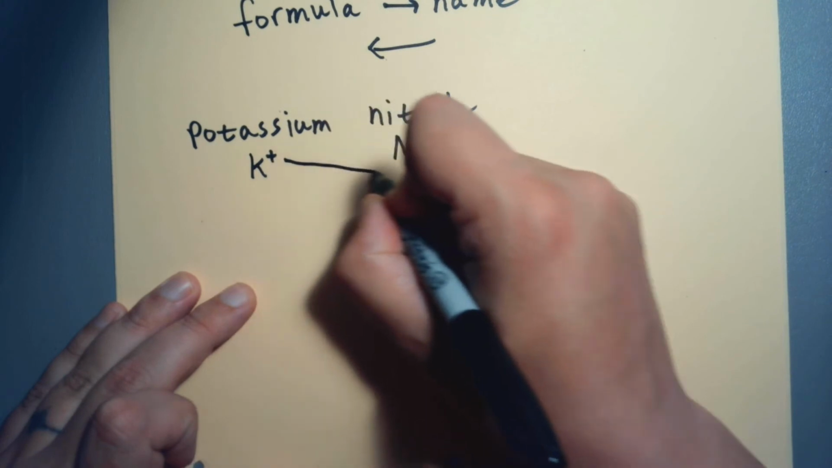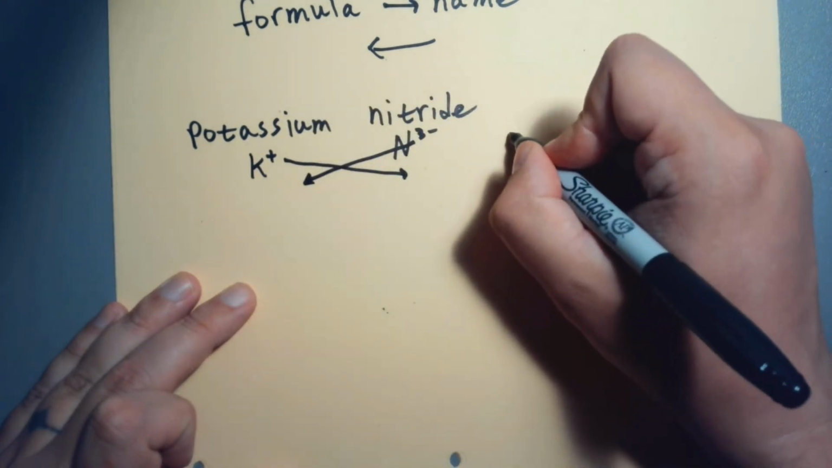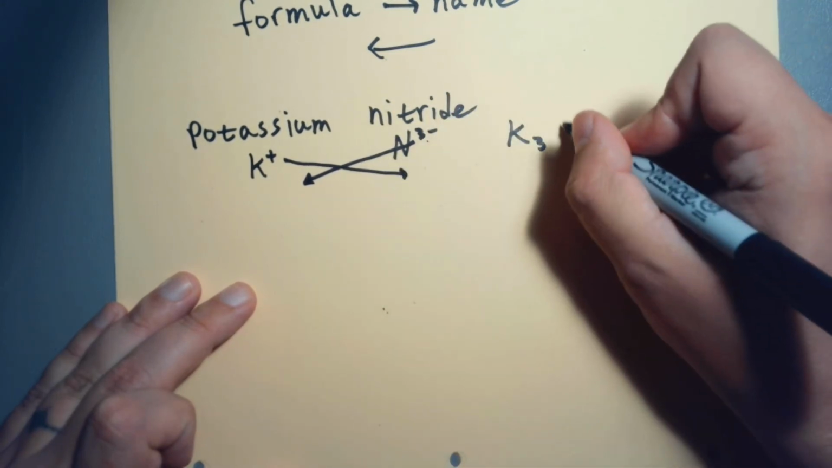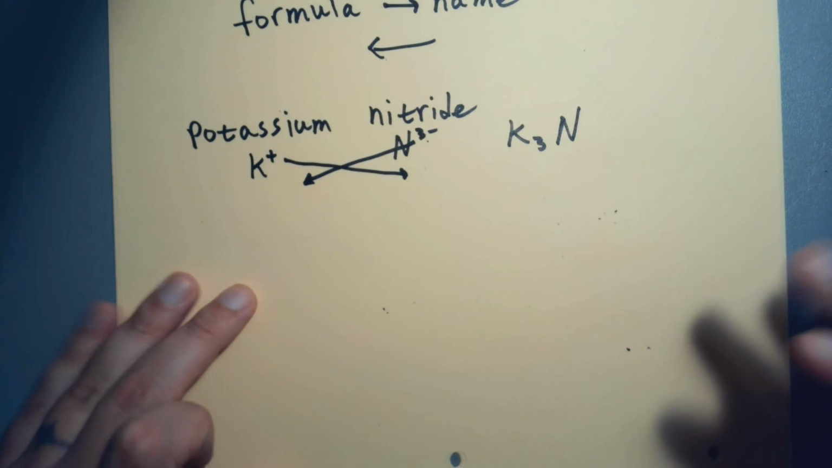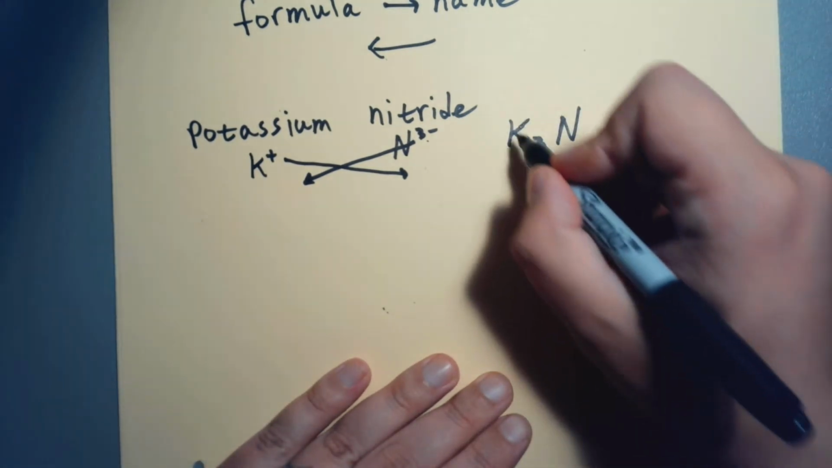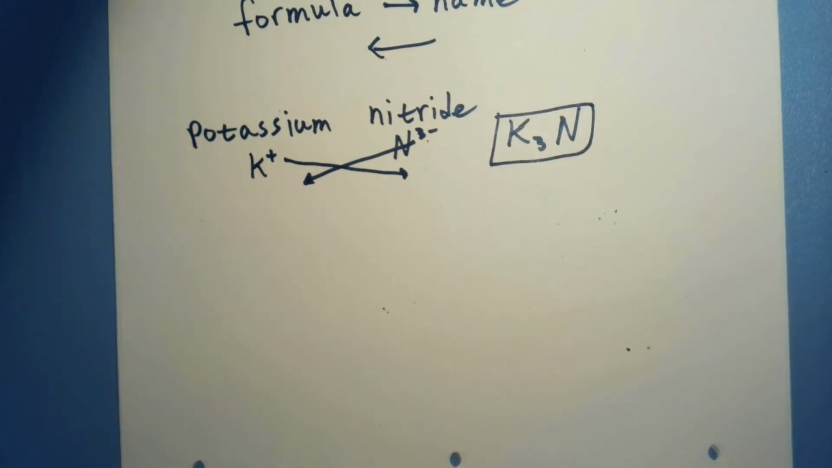Now we've set ourselves up for what we were doing in the last video. We can just do the little diagonal trick. And so we get K3N. There's just one N, so we don't write 1, because there's only so much ink in a pen, so much time in a day. That's it. That's all there is to it.